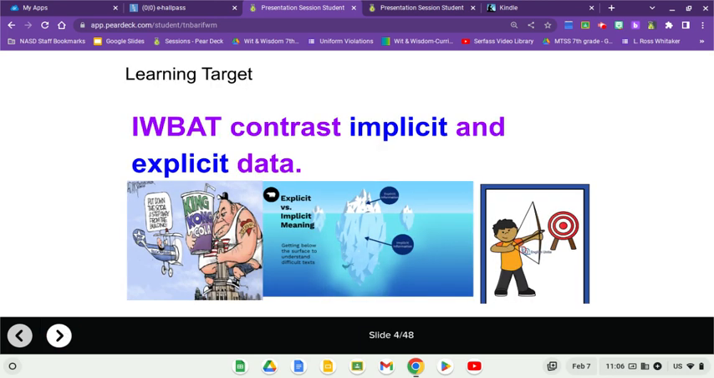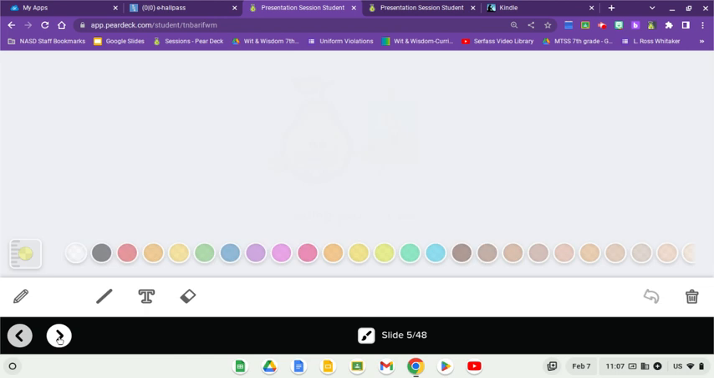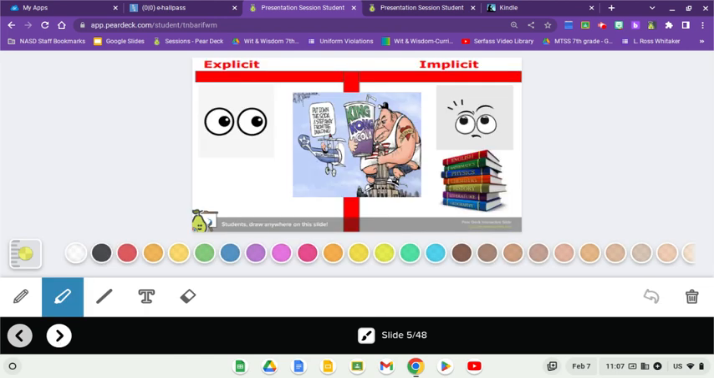So, as I've been saying, contrast implicit and explicit data, right? Explicit data tends to be something you can memorize and see right away. Implicit data means that it's going to require some time. You have to get below the surface of the information and make more connections. So let's start with our explicit.